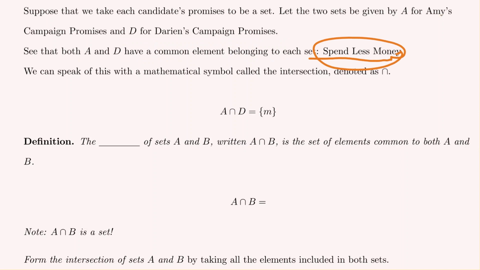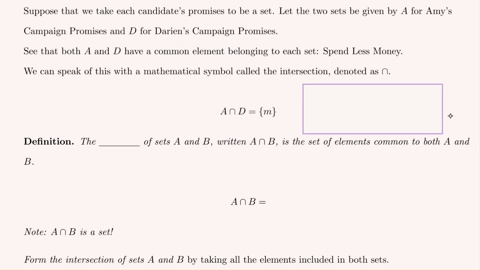So in their Venn diagram, if this is our universal set, here are Amy's campaign promises, here are Darian's. Visualize, where would the campaign promise of spend less money reside? It would belong to their intersection. So the only campaign promise that they share in common is spend less money.